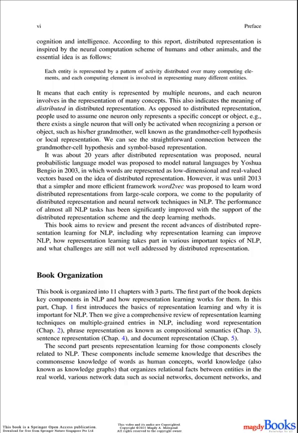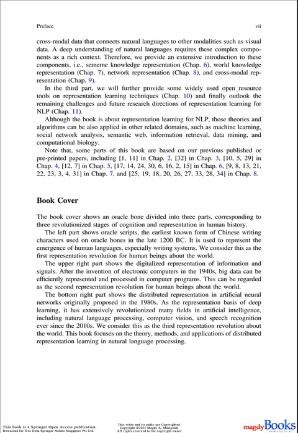These components include sememe knowledge that describes the commonsense knowledge of words as human concepts, world knowledge, also known as knowledge graphs, that organizes relational facts between entities in the real world, various network data such as social networks, document networks, and cross-modal data that connects natural languages to other modalities such as visual data. A deep understanding of natural languages requires these complex components as a rich context.